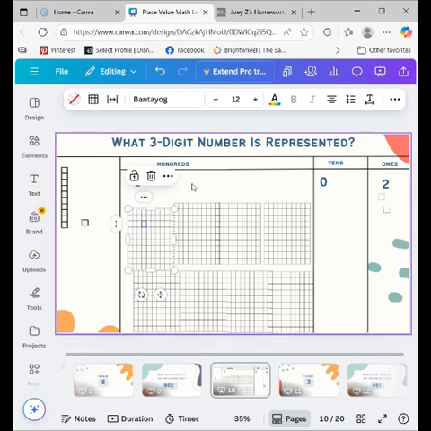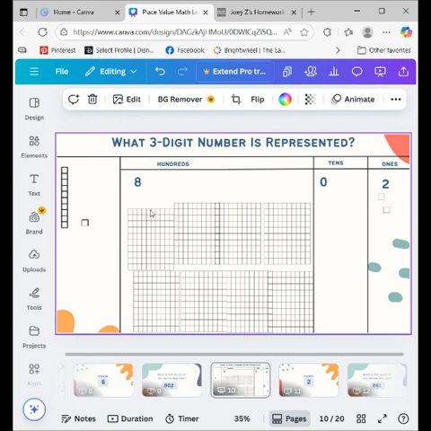So now we can always make sure that we have 8. Yes, we counted them, but is it 800? So we can go 100, 200, 300, 400, 500, 600, 700, 800. So we have 8 hundreds.